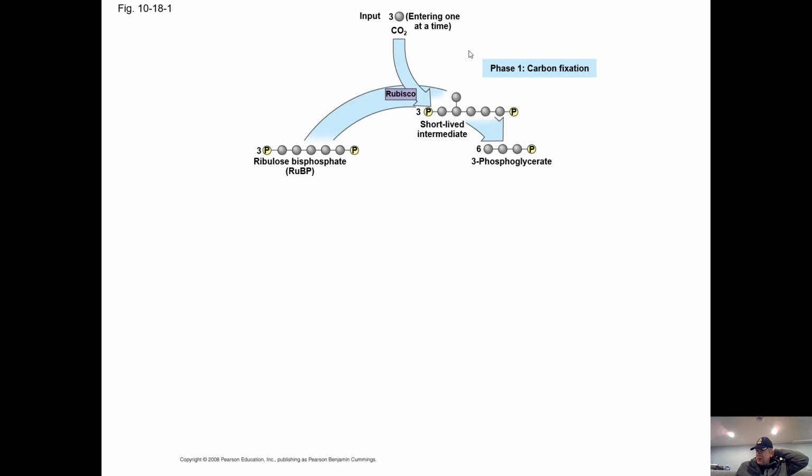It's thought that Rubisco is the most abundant enzyme on Earth, just because in order to support life on Earth, we need a lot of photosynthesis, and this is responsible for a big portion of photosynthesis. So, anyway, that first step is carbon fixation.